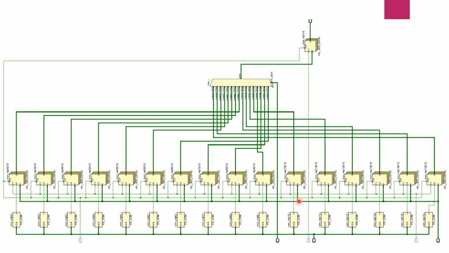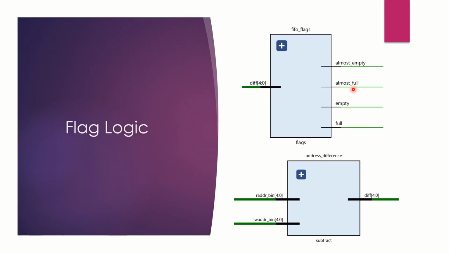This slide shows the flag logic, which consists of two blocks, the address difference block and the flags block. The address difference block takes read address in binary and write address in binary as its input and generates the diff signal, which is the difference between the two. The diff signal is taken as input by the flags block and it generates all the flags necessary for the user to check the state of the system.